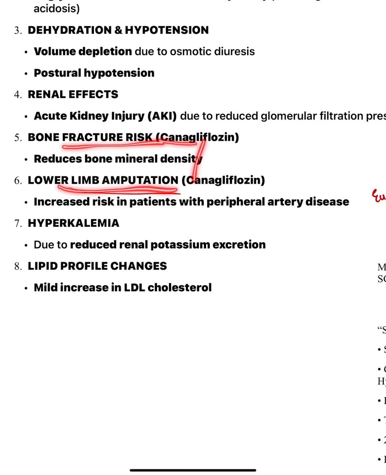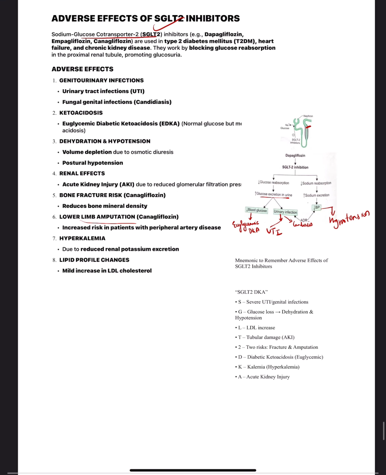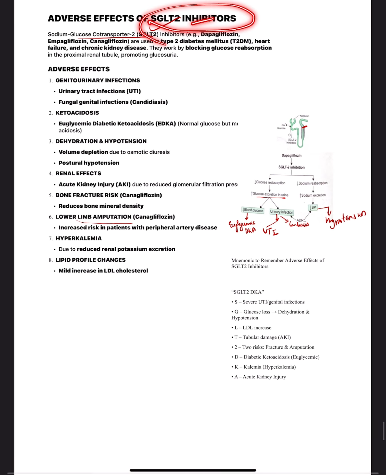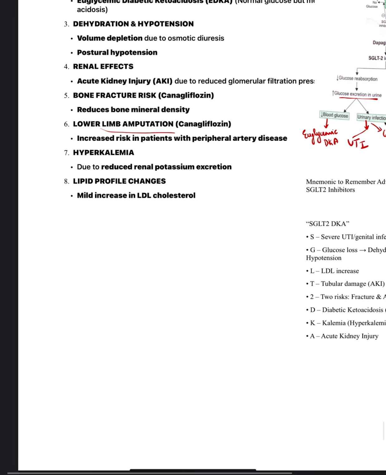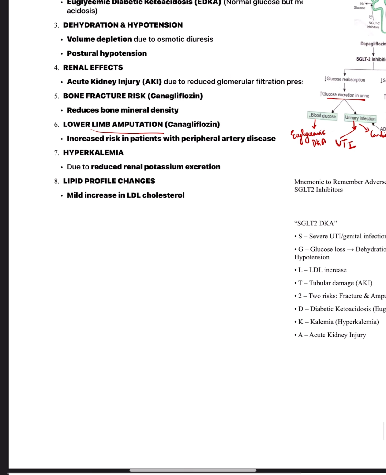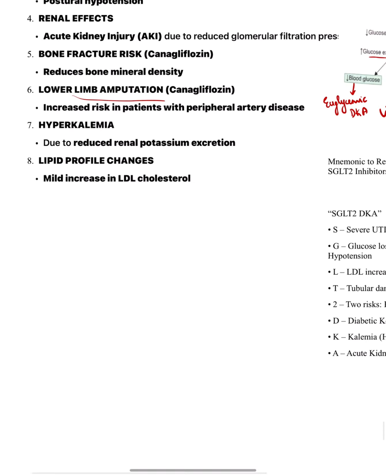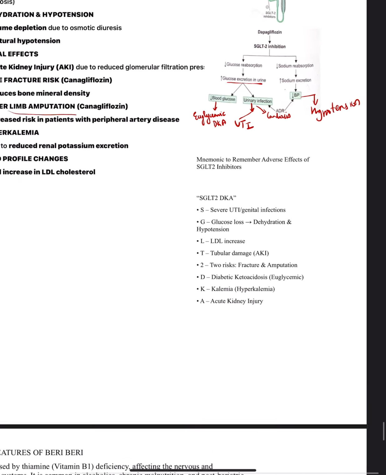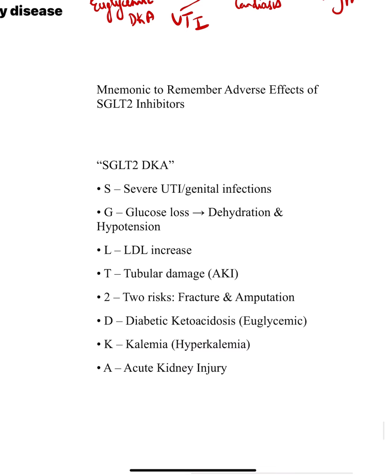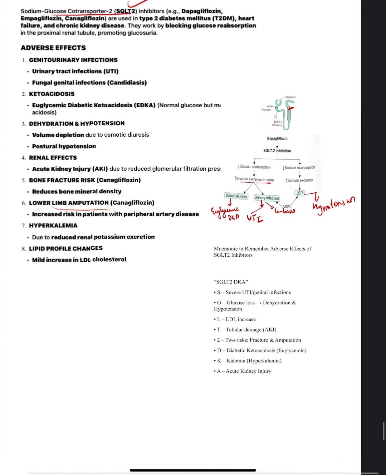Remember that, canagliflozin. Because SGLT2 inhibitors as a whole have a lot of reported adverse effects, that's why they have asked it as a 3 marker, adverse effects of SGLT2. So remember to write these 2 as well. And then if possible, you can remember hyperkalemia and lipid profile changes because of a mild increase in LDL. Any mnemonic lover could remember this. You can take a screenshot here.